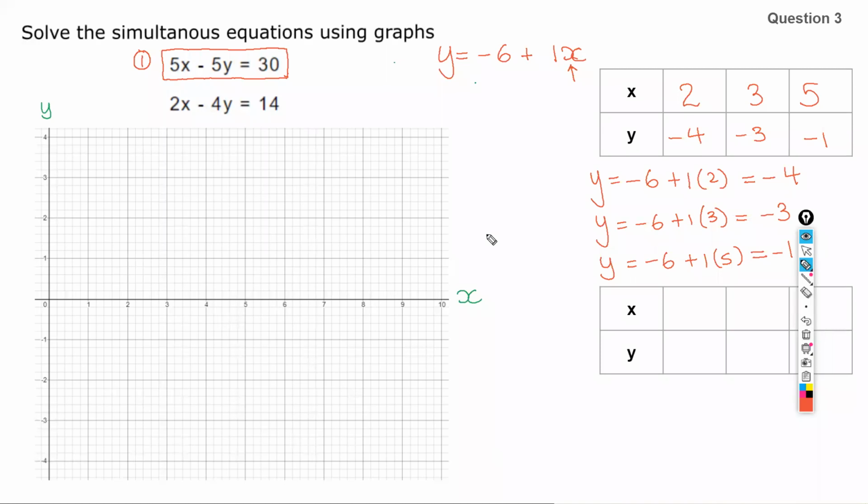Once you get those values, I'm going to call this one A, this one B, this one C. So point A is (2, -4). Point B is (3, -3). Point C is what? (5, -1). Plot it on the graph, take your ruler and connect the 3 points, and extend the line to the end of the graph paper. I'll give you a minute for that one.